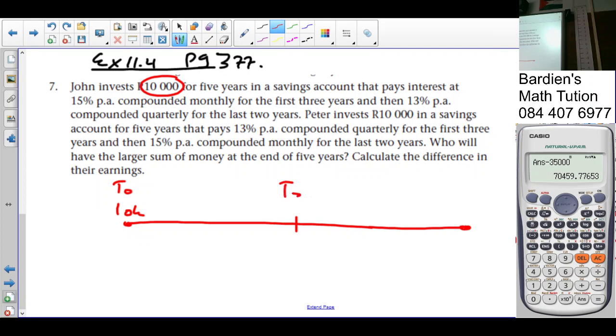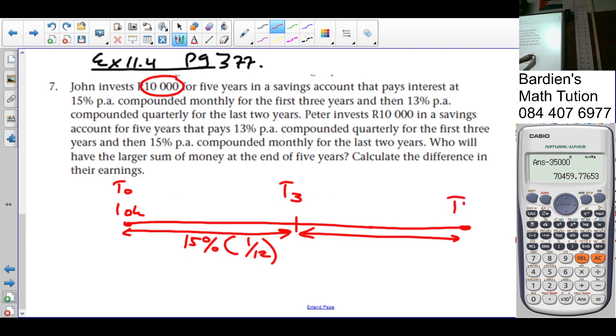So that takes you to T3, 15% compounded monthly for the first 3 years. And then 13% compounded quarterly for the last 2 years. So that takes you to T5: 13% compounded quarterly, so it's 1/4.